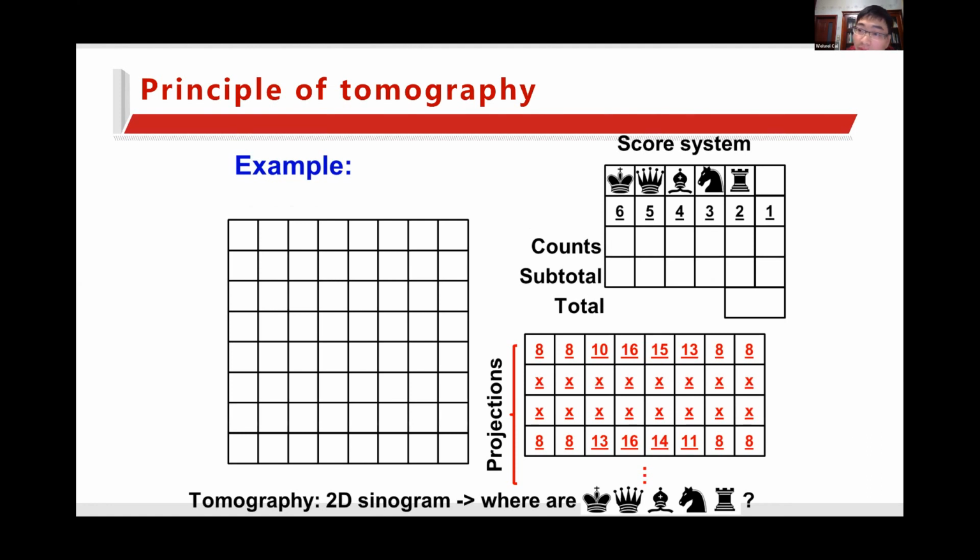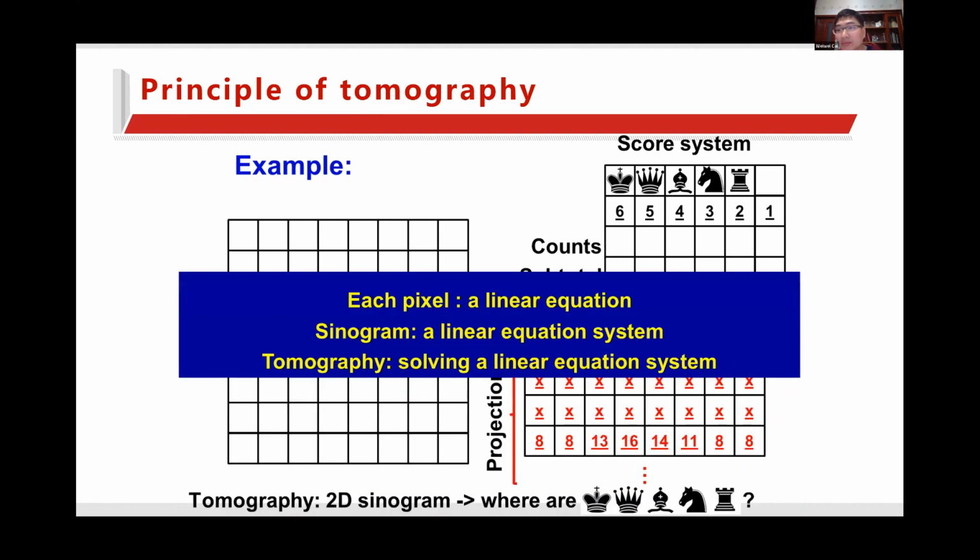Now, if we remove all the chess pieces on the board and we only know this sinogram, how can we recover the places of these pieces on the board? That's the inverse problem. That's the mathematical problem of tomography. Essentially, each pixel in this sinogram provides an equation, and the sinogram itself is an equation system. If we can solve this linear equation system, we can get the distribution of these pieces on the board. This is the problem of tomography.